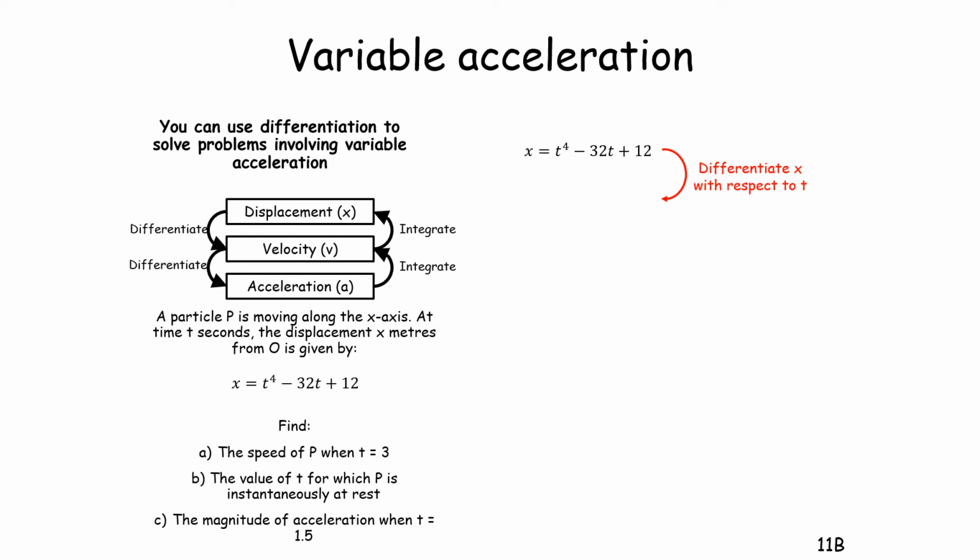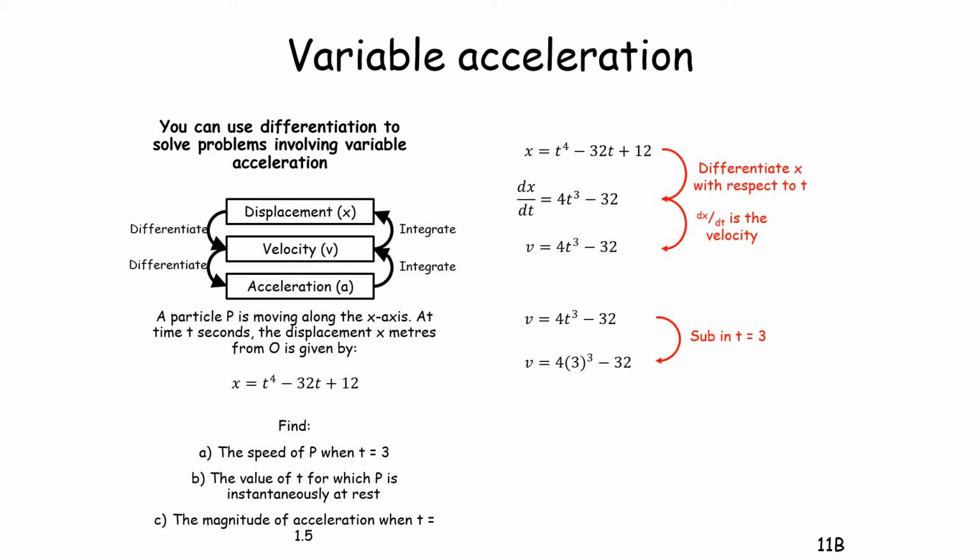So for part A, since we're looking to find the speed, we've got displacement, we simply differentiate x with respect to t. So dx/dt is equal to 4t cubed minus 32. dx/dt is the velocity, so we could replace that with v. So v equal to 4t cubed minus 32. We substitute in t is equal to 3, so we're going to find the speed when t is equal to 3. We calculate, and that gives us v equal to 76 meters per second.